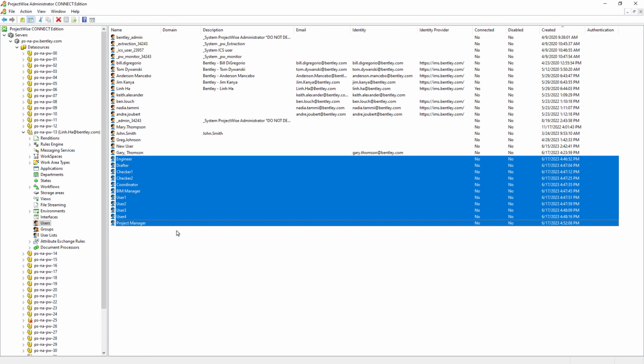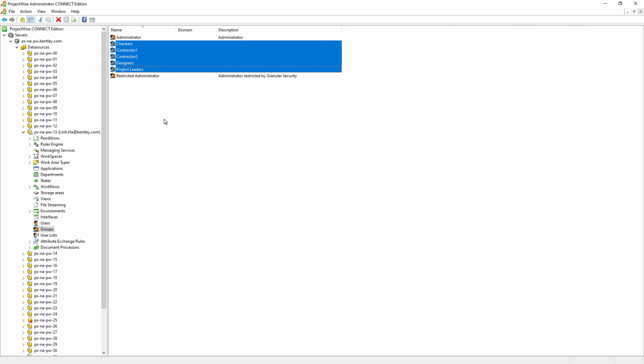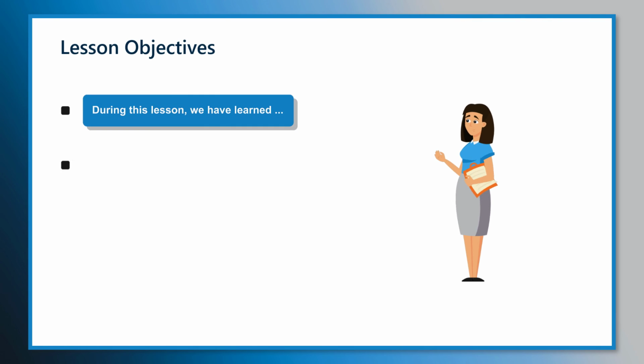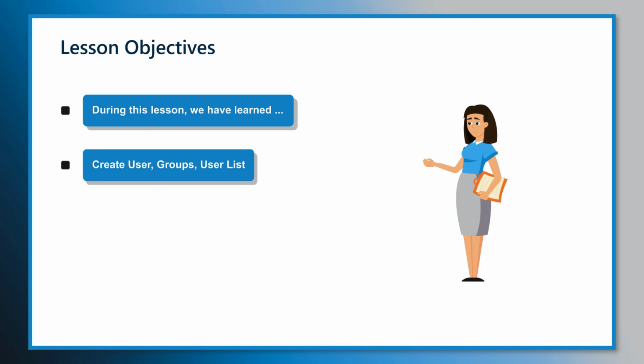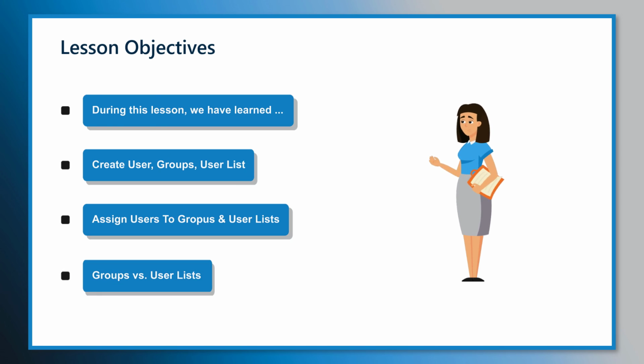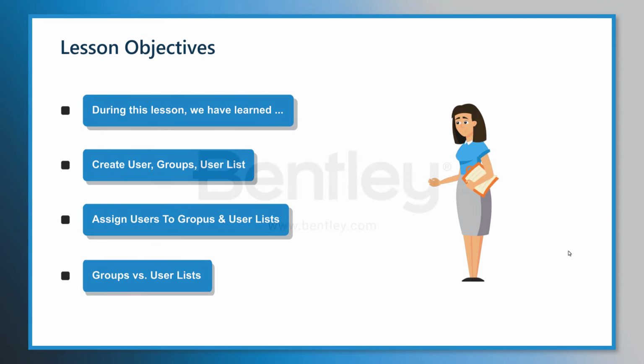So at the end of this lesson, we should have created a total of 11 users. We also have created 5 groups and assigned the users accordingly. We also have created 2 user lists with the relevant groups assigned. During this lesson, we have learned how to create users, groups, and user lists. We also learned how to assign users to groups as well as user lists. We also learned the difference between groups and user lists.